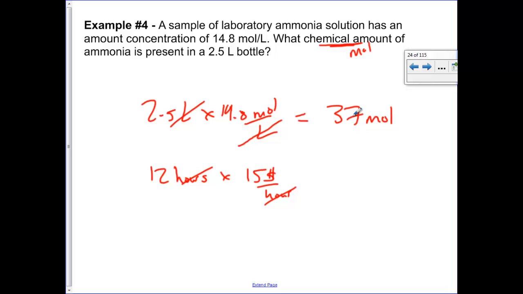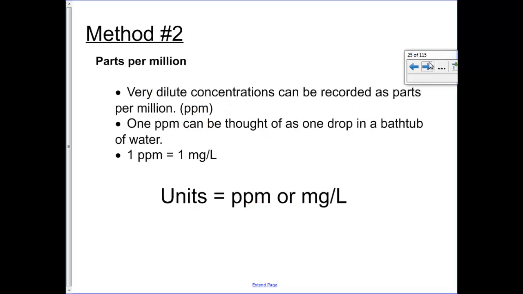So far, so good? Okay, there's another way that you can measure concentration, not as capital M in moles per liter. This one is called a parts per million. Anybody ever heard of this before?